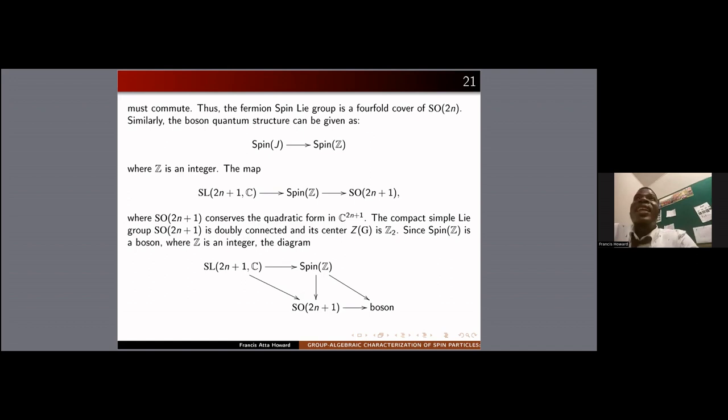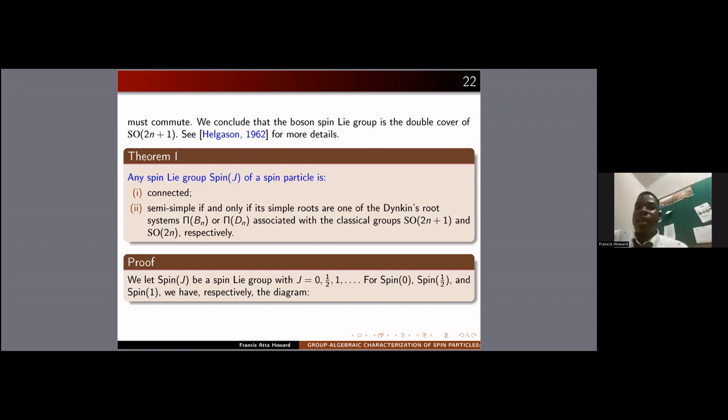And even when we consider the Higgs boson, where the N is starting from zero, we consider the Higgs structure where the N is starting from zero. Hold on, sorry. This will still yield the usual bosons that we have. Yes. Now, I move to theorem one.